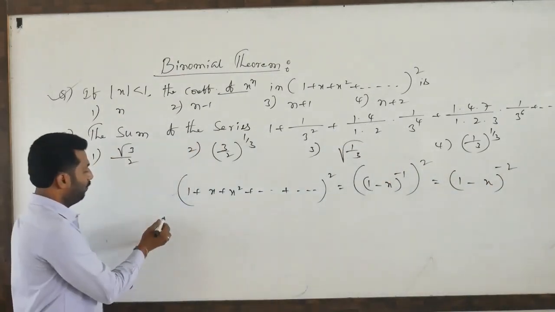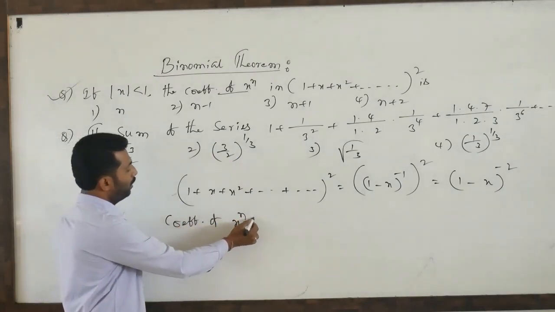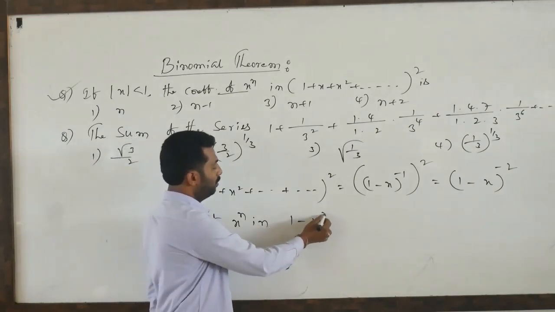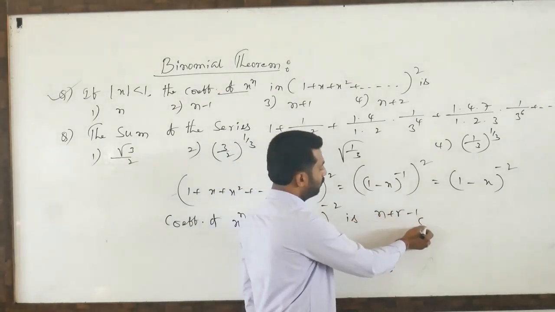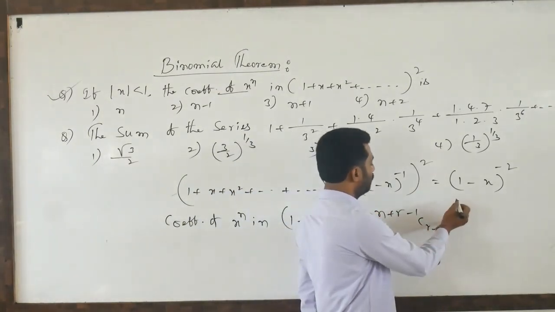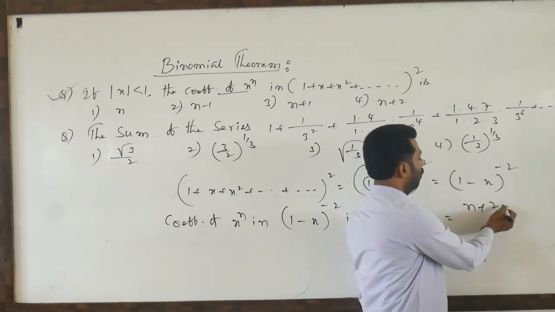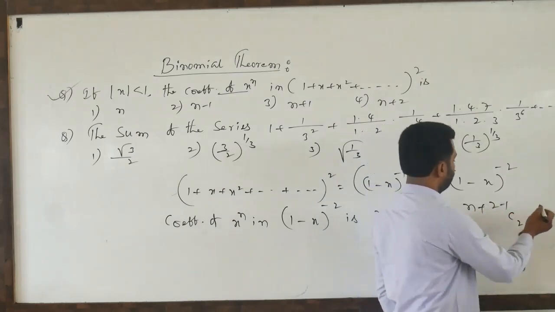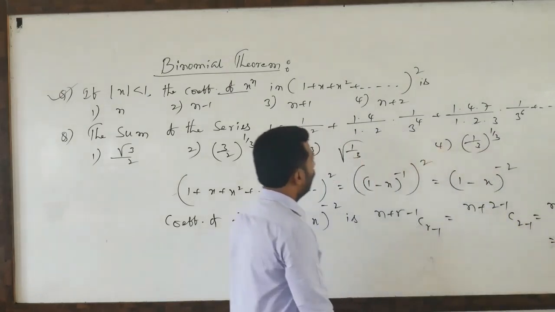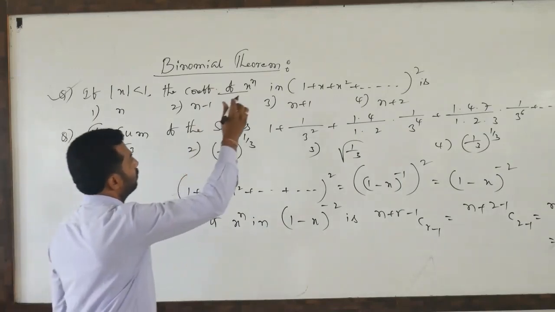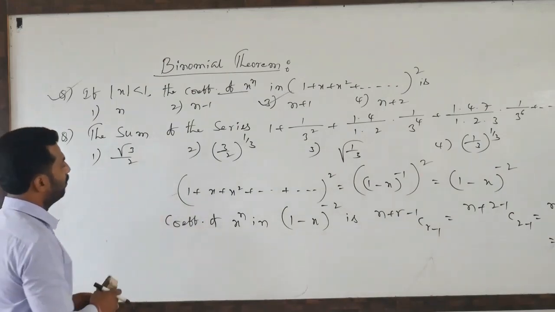What is the coefficient of x power n in the binomial expansion of (1 minus x) whole power of minus 2? It is (n plus r minus 1)C(r minus 1). That is n value n only, r value 2, so (n plus 2 minus 1)C(2 minus 1). So this is (n plus 1)C1, nothing but n plus 1. The coefficient of x power n in this expansion is n plus 1. So like this we have to answer such type of questions.